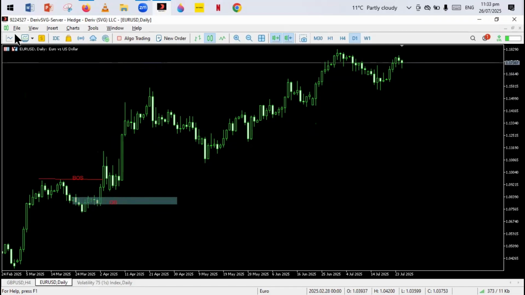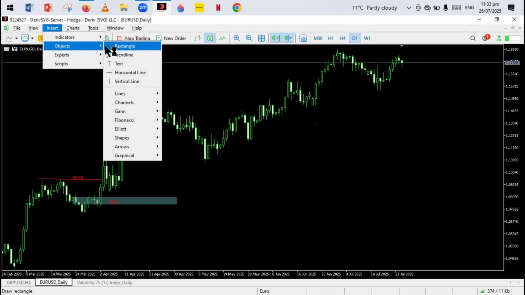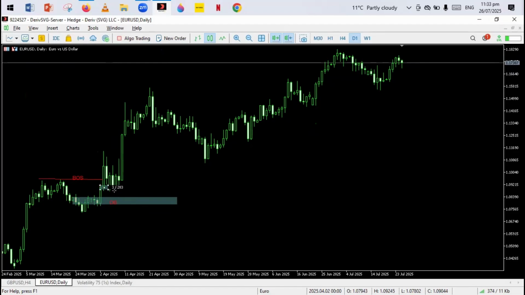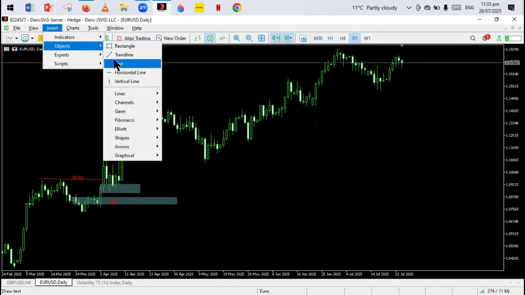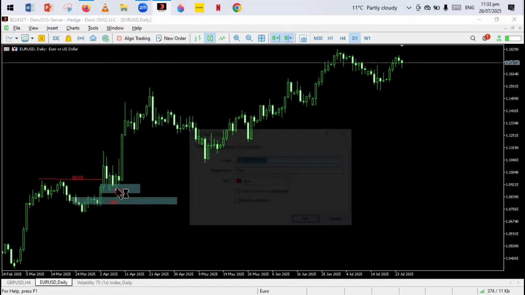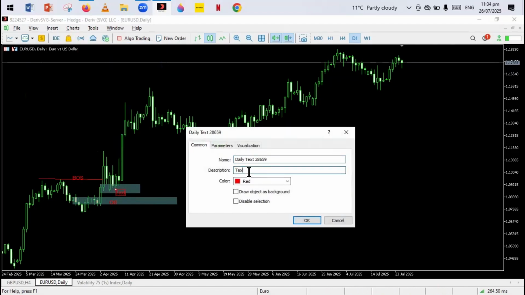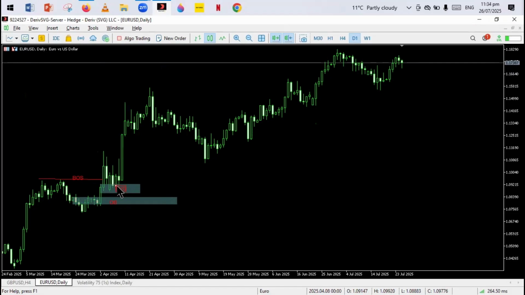However, price did not react off the order block. However, it reacted off the FVG. Price reacted off the FVG. So if price is not reacting from the order block, then it's reacting off the fair value gap. So for that one, that is what happened.